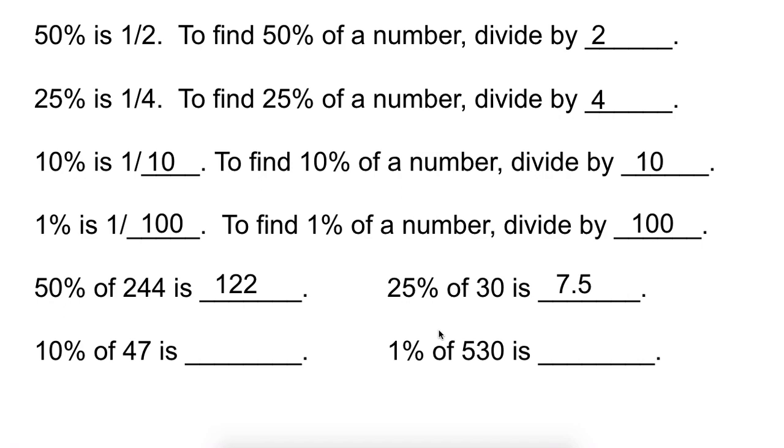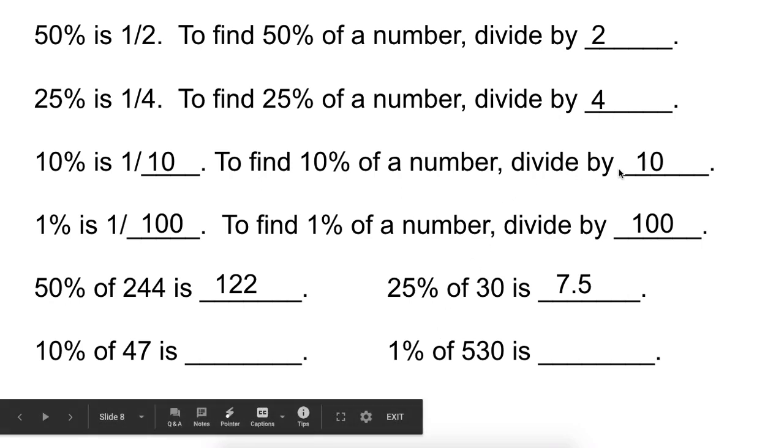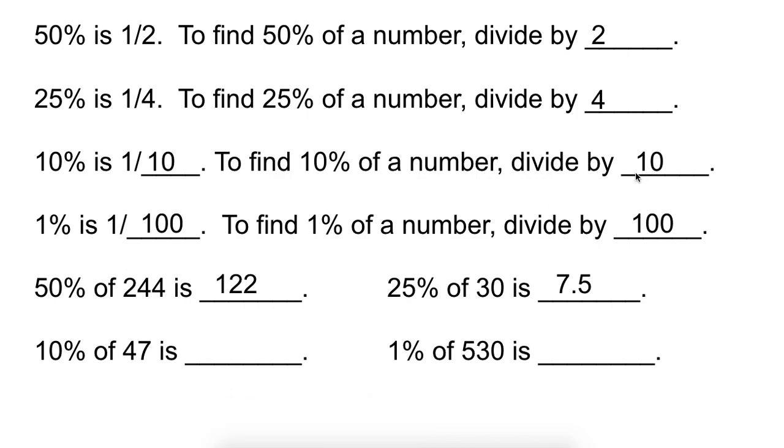10% of 47 is, so in order to find 10%, remember we divide by 10. So when we divide by 10, it just moves our decimal 1 place. So 10% of 47 is 4 and 7/10, 4.7.